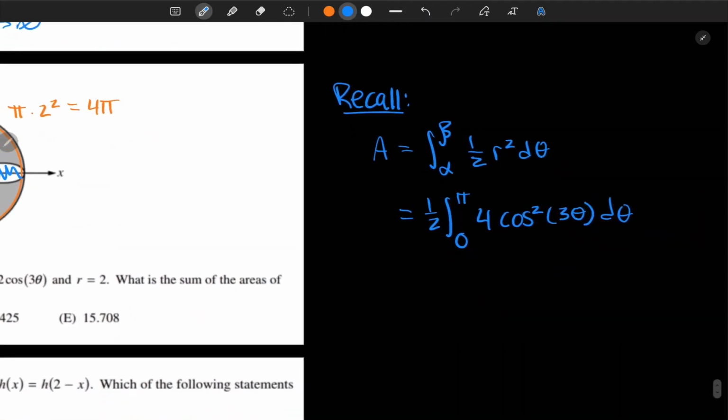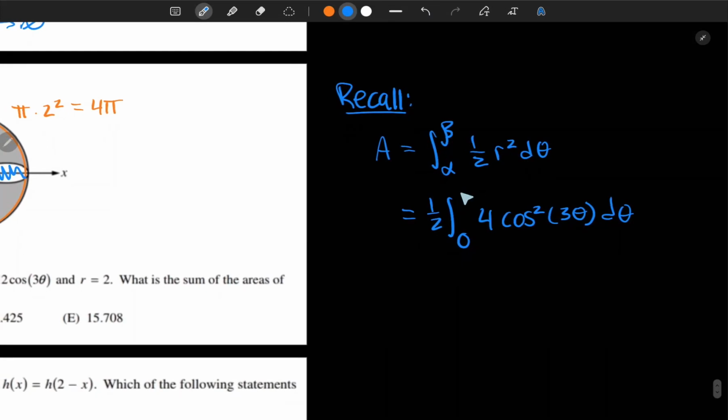So if we went all the way to 2 pi, at 2 pi this would be 3 times 2 pi, which is 6 pi. So that would trace out 6 of these loops. But we only want to trace out 3 of them. So we do pi, because when we plug in pi for theta, we get 3 times pi, which is 3 of those loops.